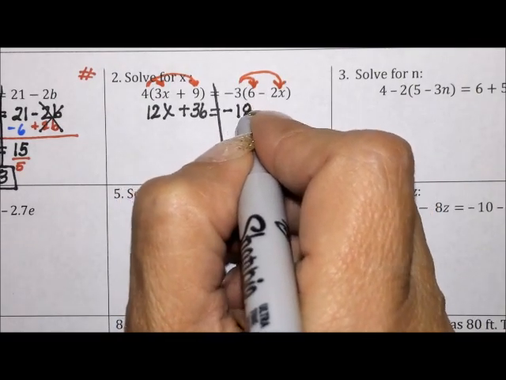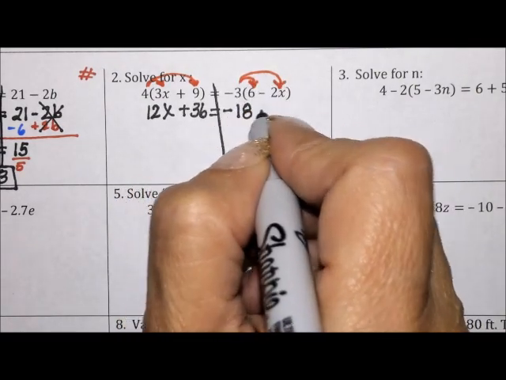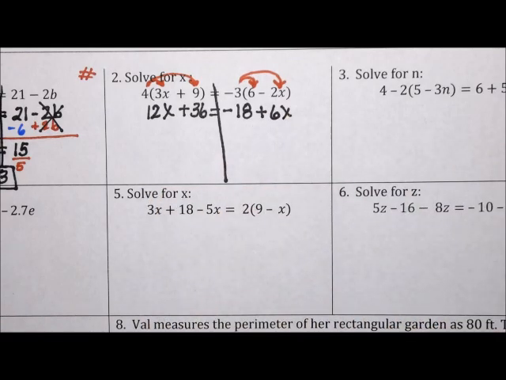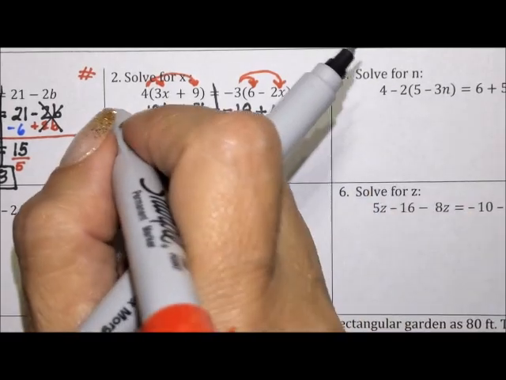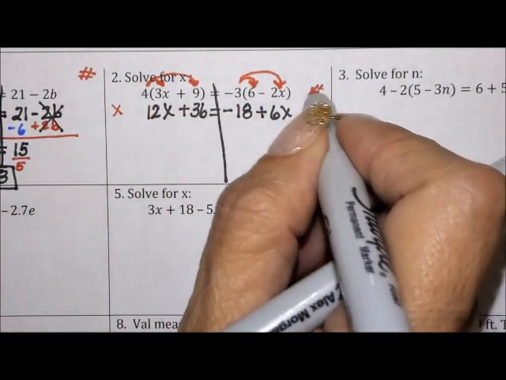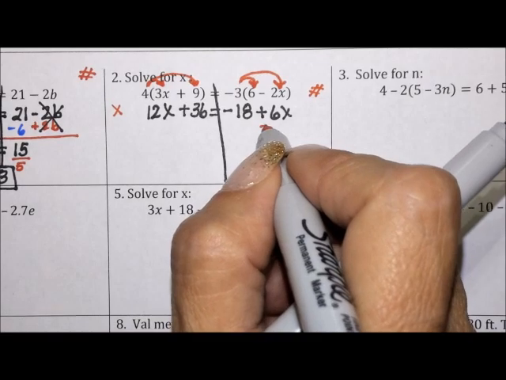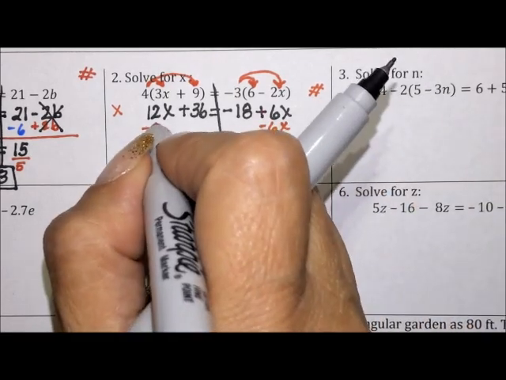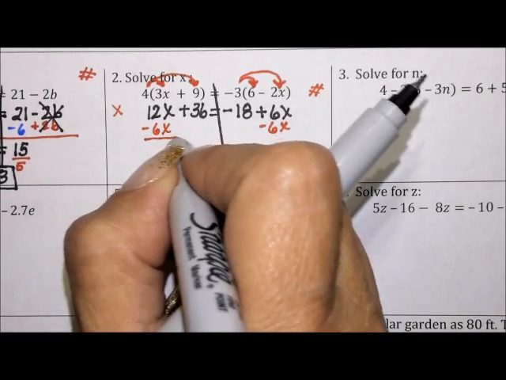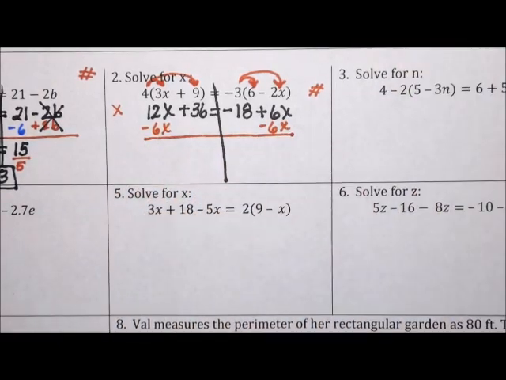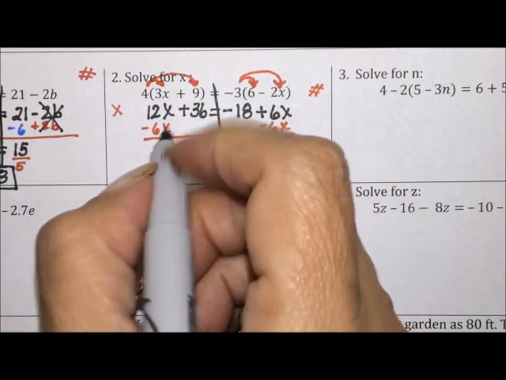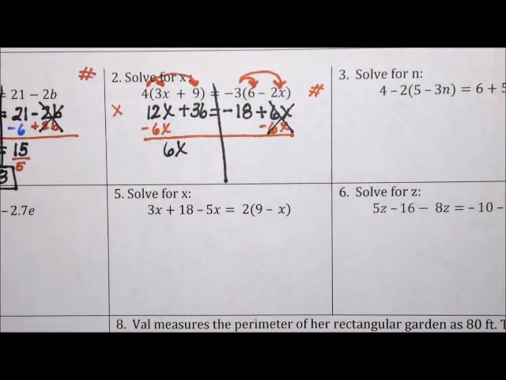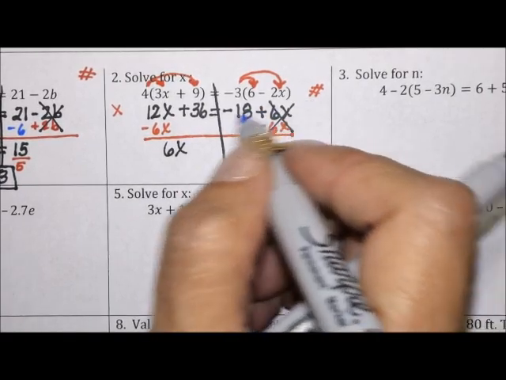Negative 3 times 6 is negative 18. Negative 3 times negative 2 is a positive 6x. Now I need to move everything. X's to the left, numbers to the right. So I'm going to start, I'm going to move that 6x. It's positive, so I need to subtract. 12x minus 6x is 6x. This cancels out. On that same line, I'm going to move these numbers.